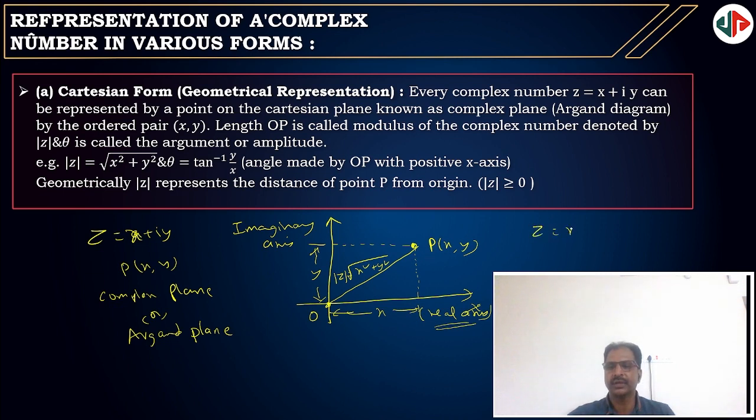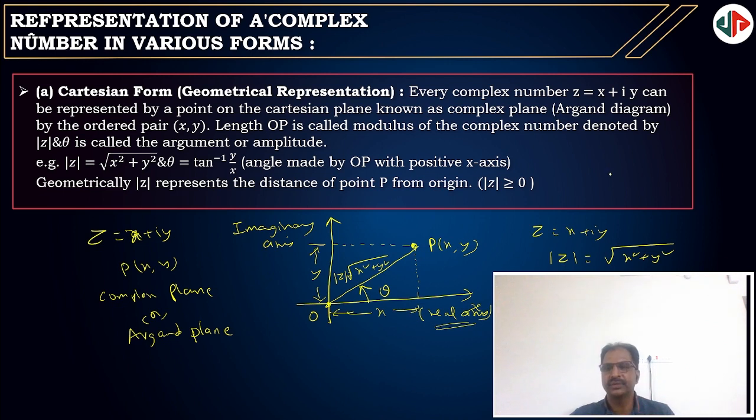So if z is equal to x plus iy, then its modulus |z| is given as under root x square plus y square. So the length OP is known as modulus of the complex number. And if theta is the angle made by the line OP with real axis in positive direction, that is anti-clockwise direction, then that theta is known as argument or amplitude of the complex number. So what is the amplitude or argument? It is the angle made by the line OP with real axis in anti-clockwise direction.